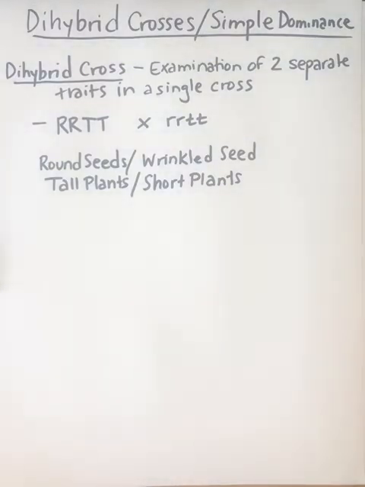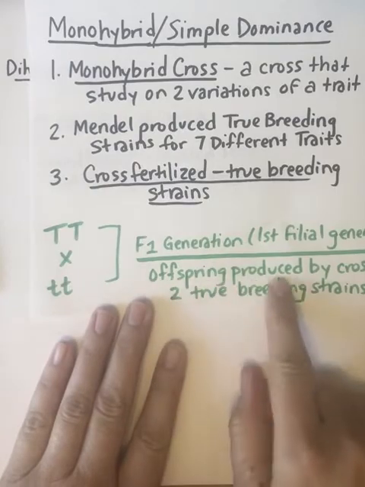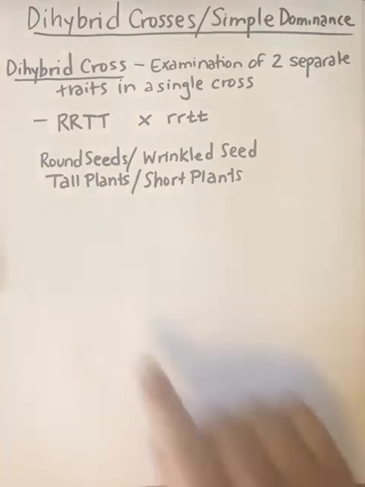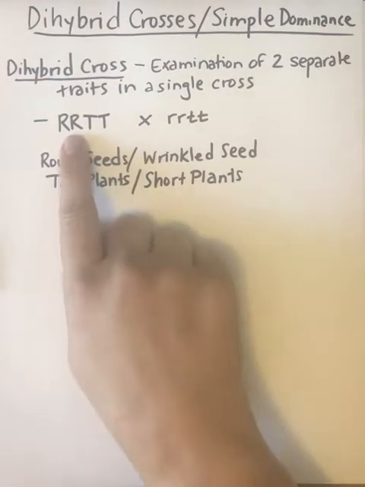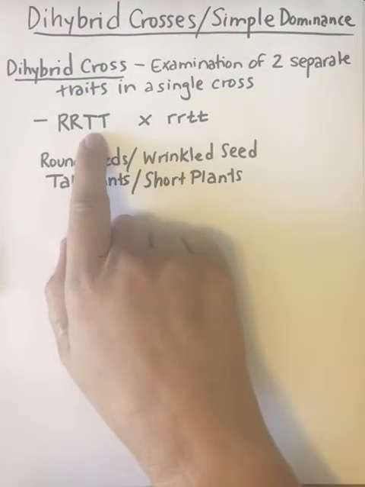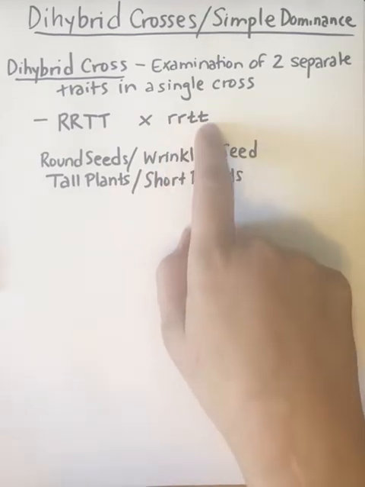So your F1 generation, we learned, is when you cross two true breeding plants. So these would be two true breeding plants for two traits. The F1 generation is going to be the offspring produced by crossing two true breeding strains. So these are true breeding. Every time you have a round seed tall plant producing its own seeds, it produces plants that are round and tall. And every time you have a short plant with wrinkled seed pods, it's always going to be that.